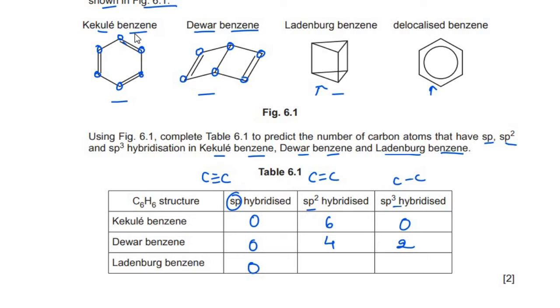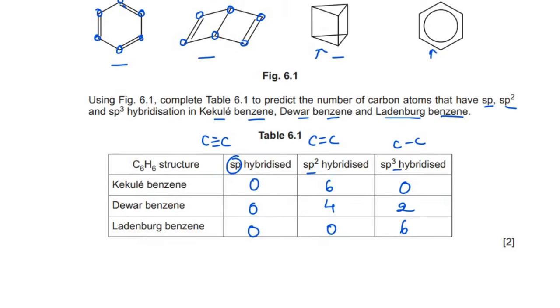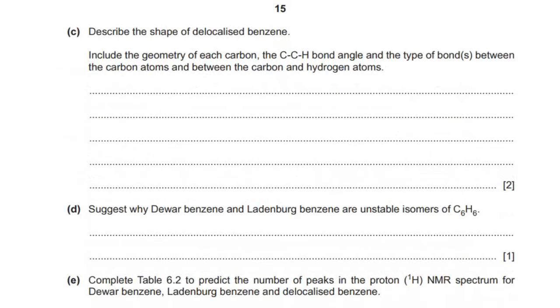Now in Ladenburg's we can see that 1, 2, 3, 4, 5, 6, all the 6 carbons have single bonds, no double bonds, no triple bonds. So both sp and sp2 hybridization in the Ladenburg benzene is 0 and all of them have sp3 hybridization. So I directly write it as 6 carbons in the sp3 hybridization.